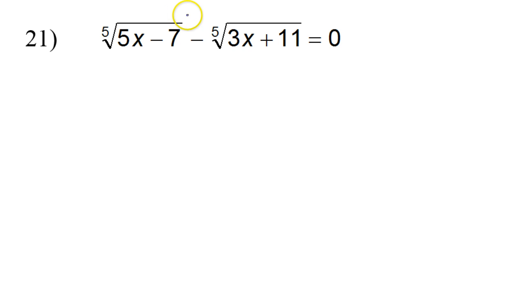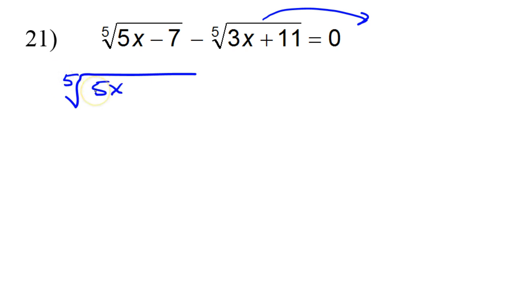Alright, do not try to raise each of these to the 5th power right now. You can't just raise the 2 pieces of the same side of an equation to a 5th power. We need these radicals on opposite sides. So I'm going to take this radical and move it over to the right by adding the entire thing to both sides. So very quickly, that's going to give me the 5th root of 5x minus 7 equals the 5th root of 3x plus 11. Get them on opposite sides.